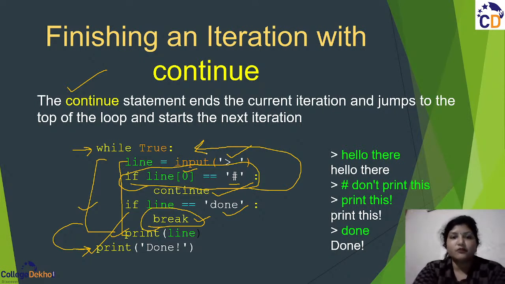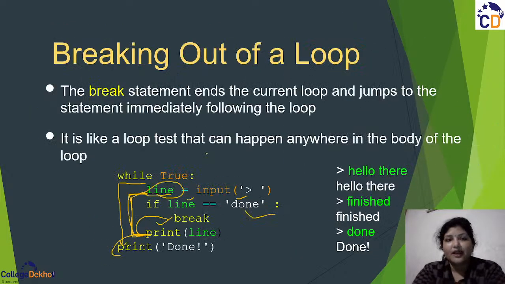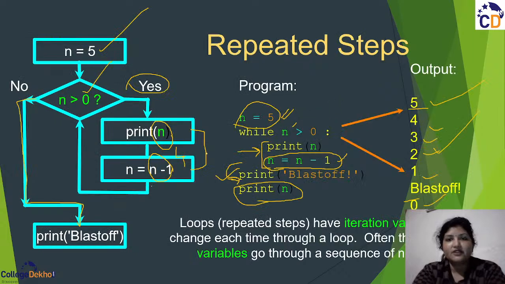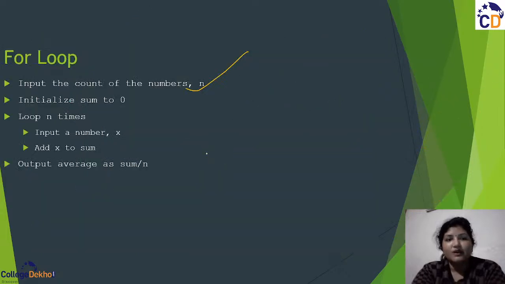Break is to come out from the loop, and continue is to continue the loop part, right? So I hope you have understood how we have the different loops, what is the basic concept behind the loops, what are the different steps we have, what are the different syntax, right?